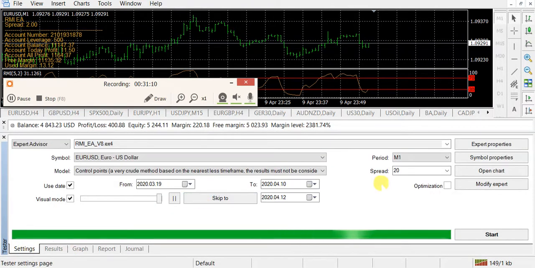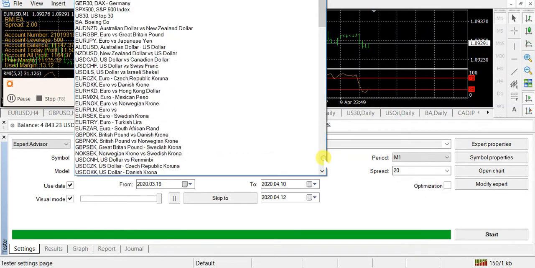Let me try this on the British pound. Just going back a few weeks here. So let's see what this thing does in the real world. It's trading through the news and everything. I love it. 1-minute chart. Let's go for the British pound.